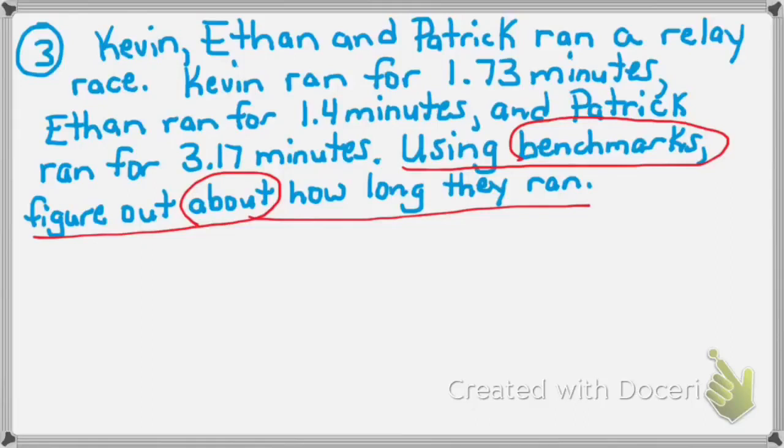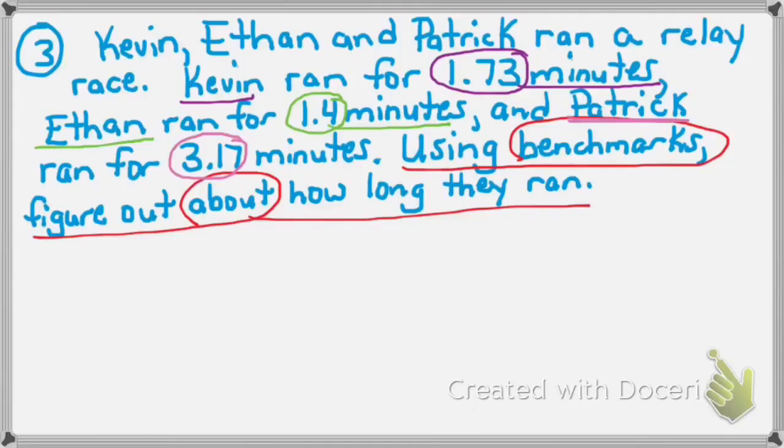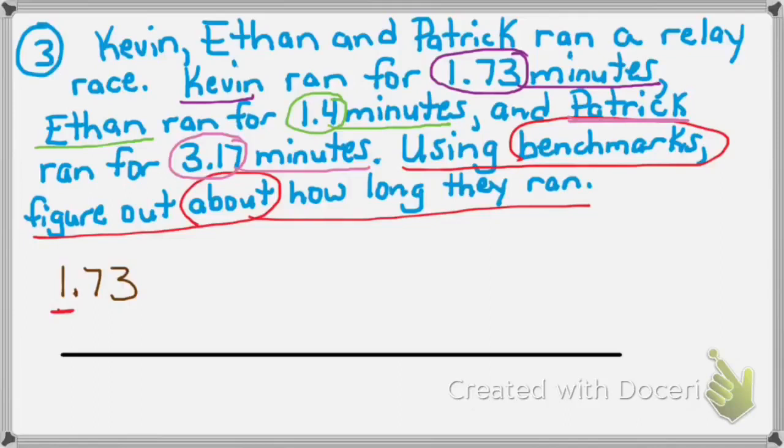Let's go back to the question and see what I know. I know that Kevin ran for 1.73 minutes. I know that Ethan ran for 1.4 minutes. And I know that Patrick ran for 3.17 minutes. So I'm going to use all of those numbers because all 3 boys ran, and I'm going to estimate them using benchmarks. The first time I see is Kevin's, which is 1.73 minutes, so I'll write down 1.73. I'm going to use benchmarks, so my whole number that I start with is 1.